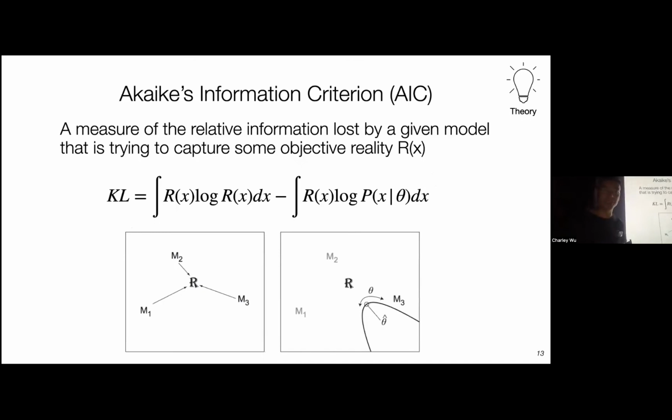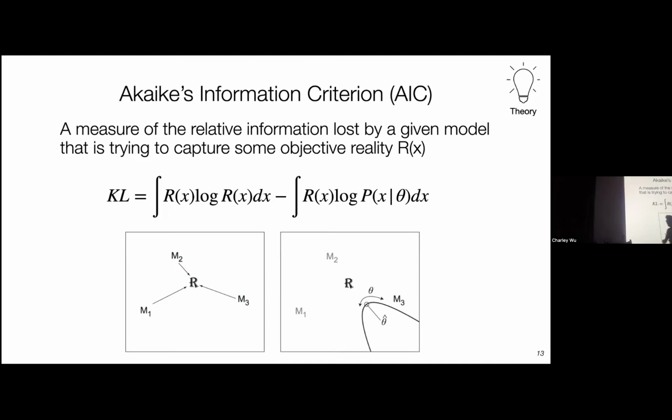Now, I'll start by really briefly explaining the theory behind what AIC is trying to capture. It comes from information theory. It's trying to capture the relative information lost by a given model that's trying to capture some objective reality. So here, the objective reality is X, this point here in some space, and each of these models is trying to capture it. The model has a range of possible parameter values that gives us some flexibility. The maximum likelihood is the closest point in that space.